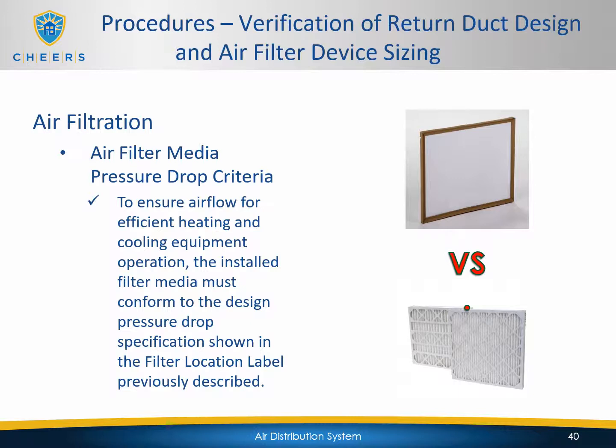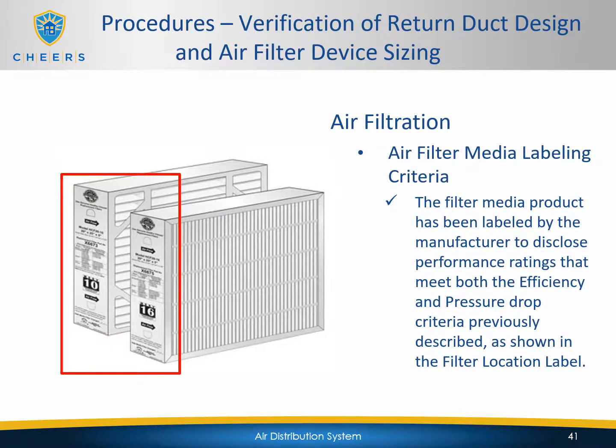To ensure airflow for efficient heating and cooling equipment operation, the installed filter media must conform to the design pressure drop specification shown in the filter location label previously described. And this is to verify that the air filter media pressure drop actually meets the design standards. The filter media product has been labeled by the manufacturer to disclose performance ratings that meet both the efficiency and pressure drop criteria previously described, as shown in the filter location label. So this will verify that the proper filters are being installed.